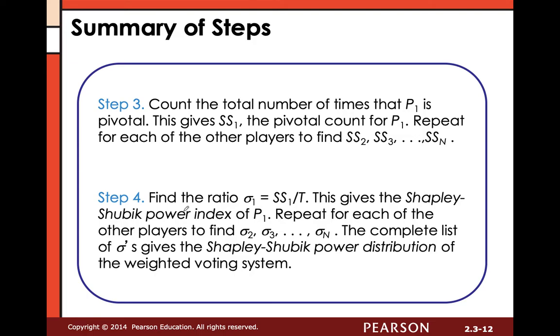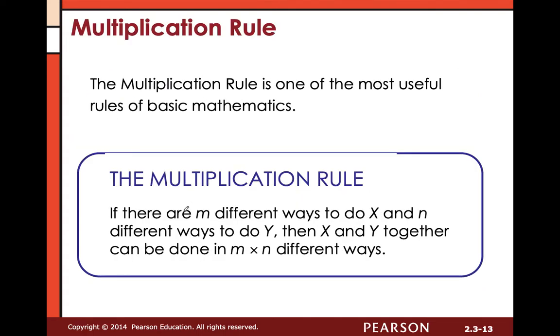Repeat for each of the pivotal players to find SS2, SS3, all the way up to SSN. We're then going to find the ratio, sigma 1 of SS1 over T. That's going to give the Shapley-Shubik power index of P1. We're going to repeat that for all of the players from sigma 2 all the way up to sigma n. The complete list of sigmas will give us the Shapley-Shubik power index or power distribution of the weighted voting system.